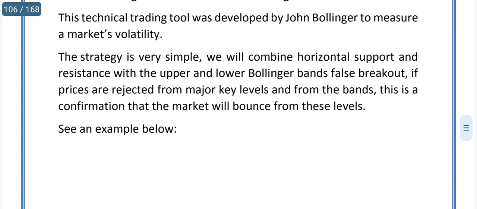And what you have to know is that this strategy is very simple, and what you have to do is to combine the horizontal support and resistance with the upper and the lower Bollinger bands, or what we call the false breakouts. And if the prices are rejected from the major key levels and from the bands, this is a confirmation that the market will bounce from either the support or the resistance level.